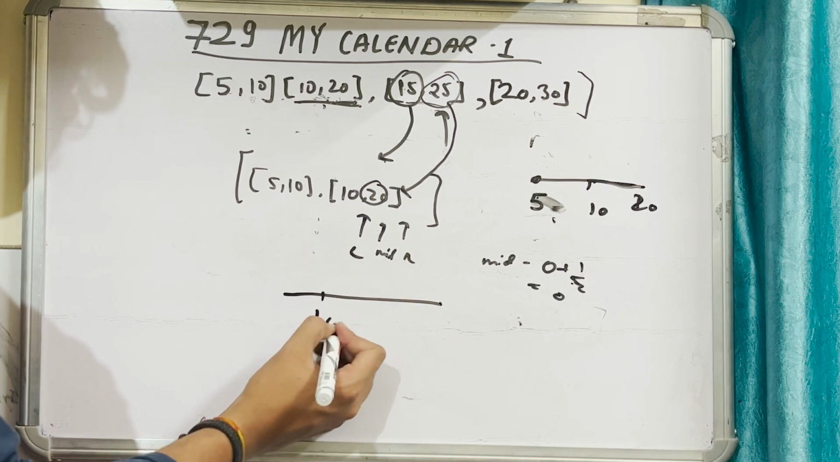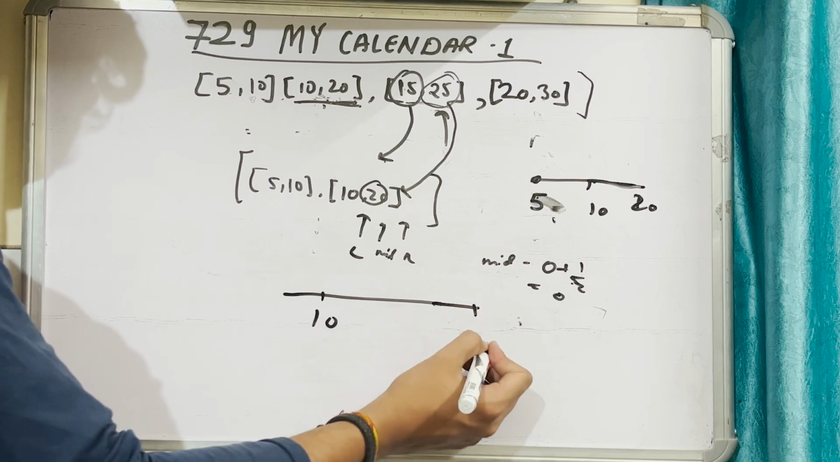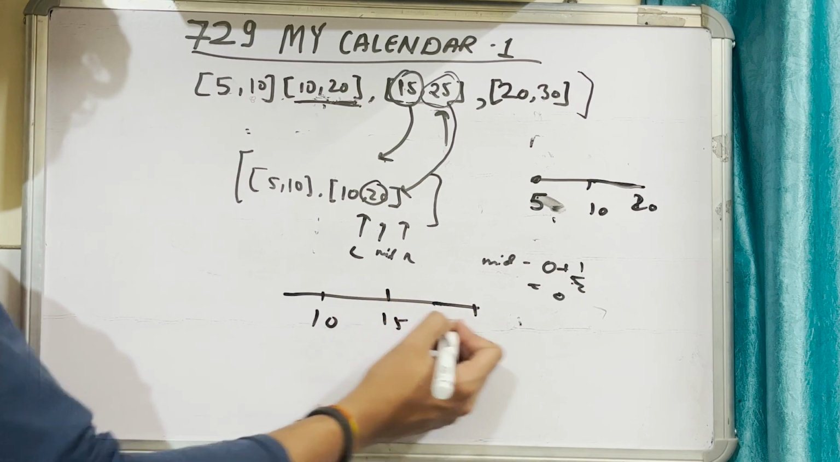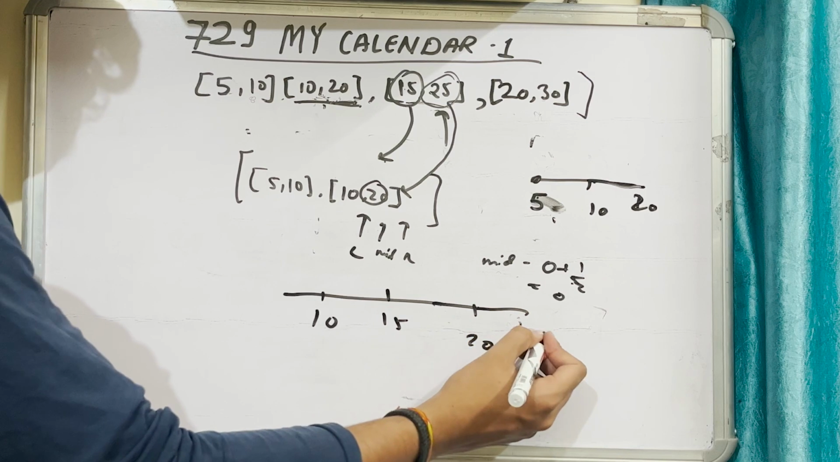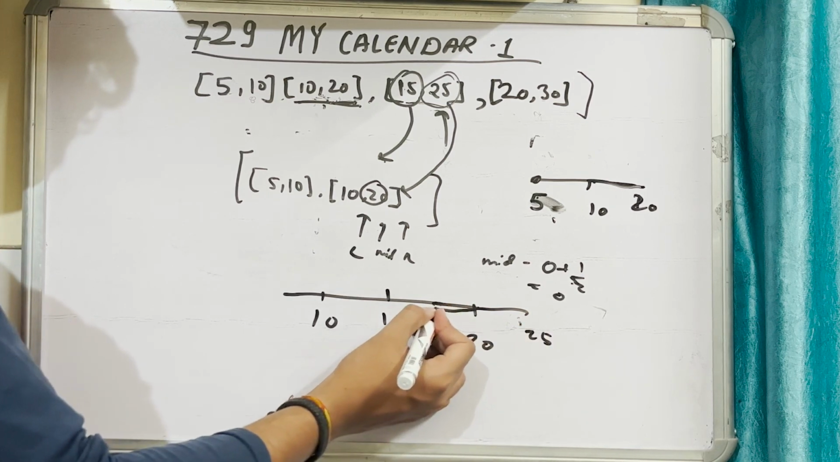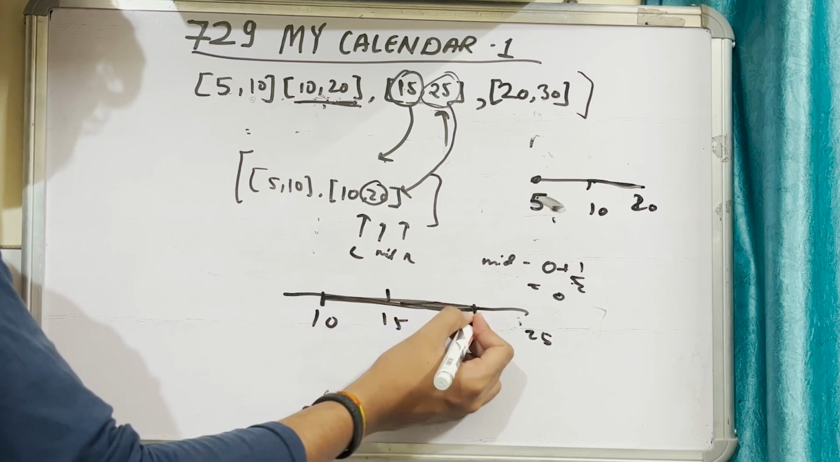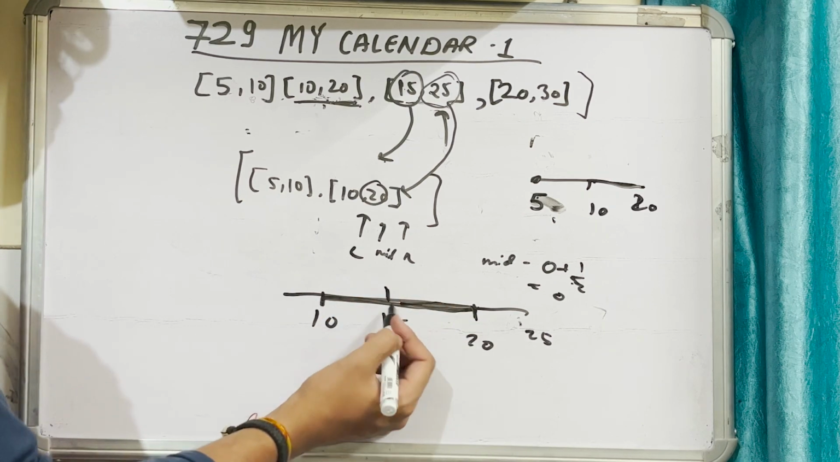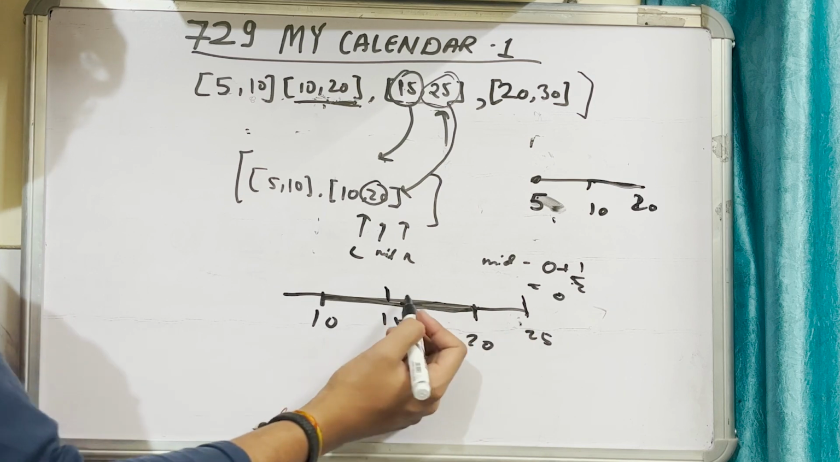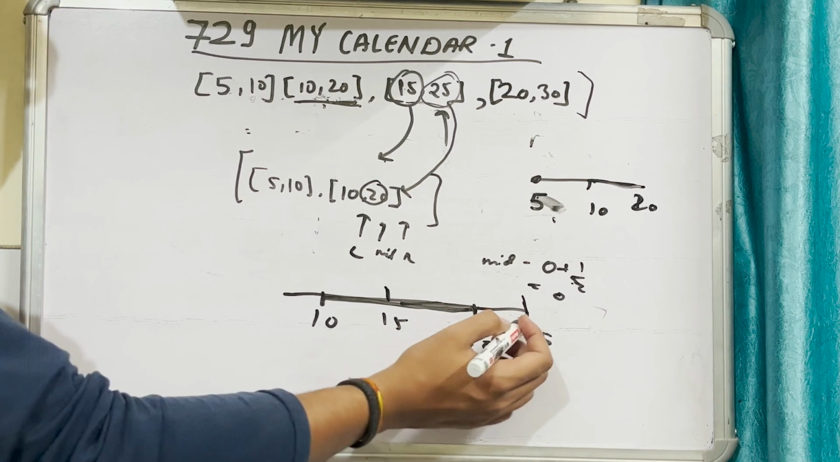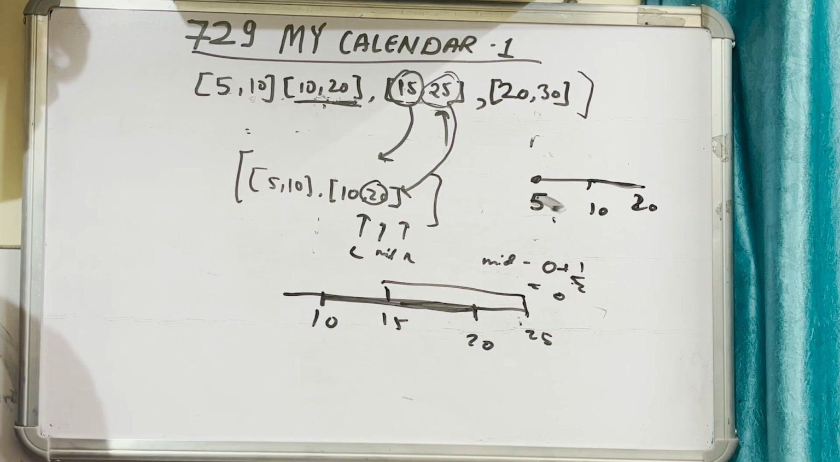For example, 10, 20, 15 and 25. So this was your old interval. If this is clearly visible, this was your old interval and you are trying to insert in between this. You are trying to do booking between this current date. So this is not possible, so you will simply return false, you won't insert this.